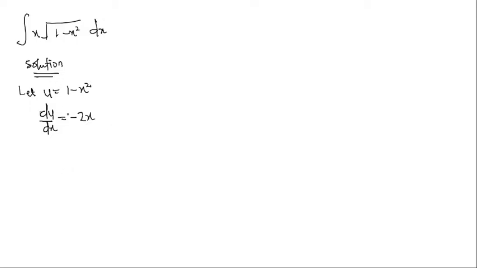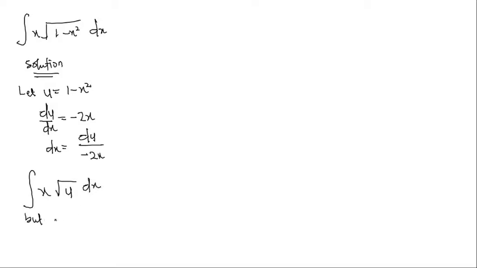Now that we differentiated this, we can see that we have the x over here. So let's make the dx the subject over here. If we make the dx the subject, we are going to get du over negative 2x. Now we can rewrite everything over here as this, then root of, we said let 1 minus x squared be u. So we have root u dx over here.